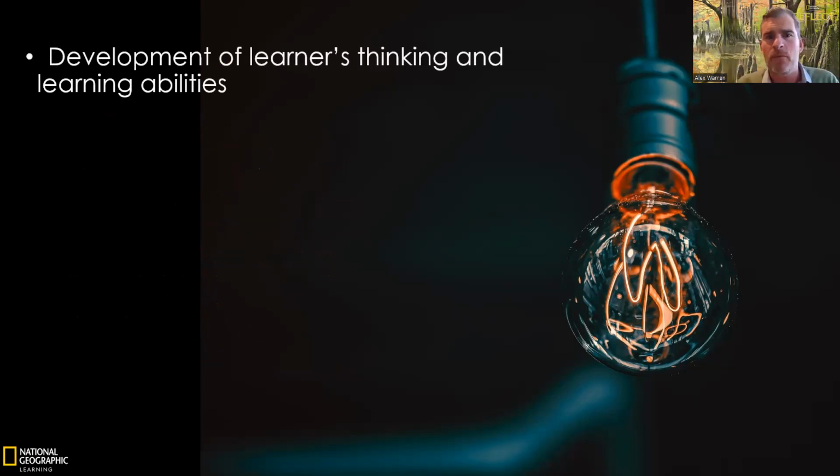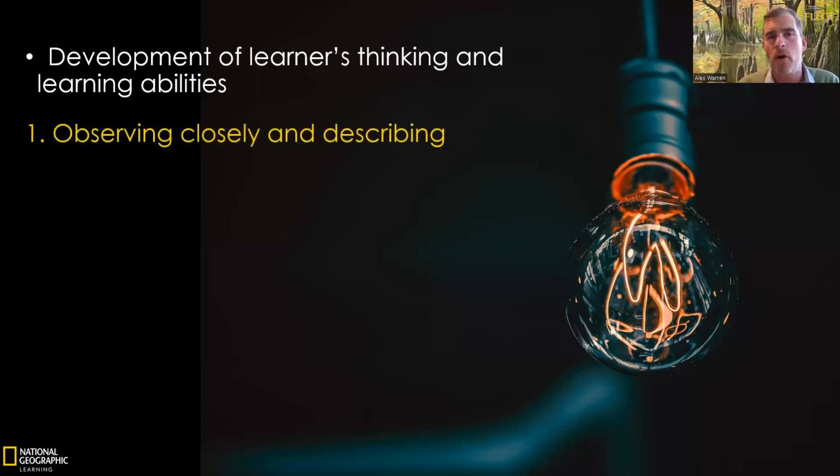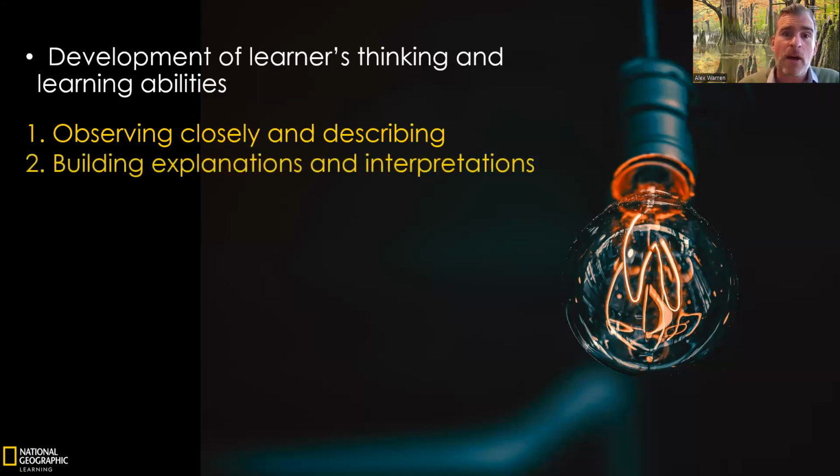So if we dive a little bit more deeply into the idea of developing their thinking and learning, there are a number of different thinking dispositions or habits of mind that they are looking to develop. So, for example, it's about observing closely and describing. Not just looking at something on the surface, but trying to get under the surface, under the skin of the topic, the text, the picture, the video, whatever it is that they're studying. But equally, it's about building explanations and looking at interpretations of the topic, the content that they're using.